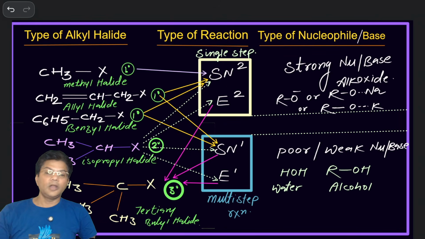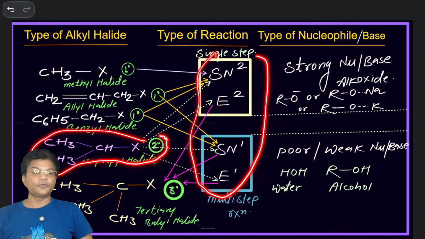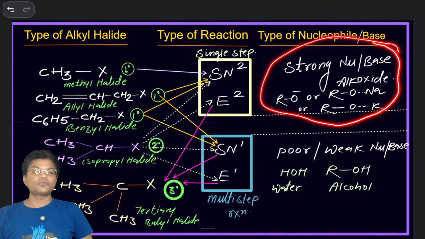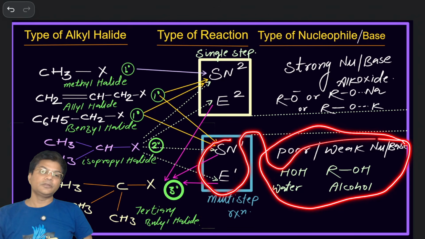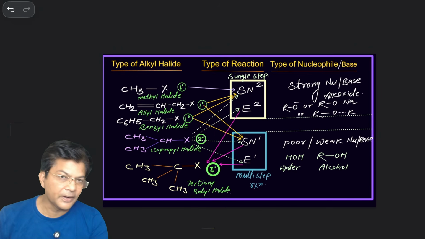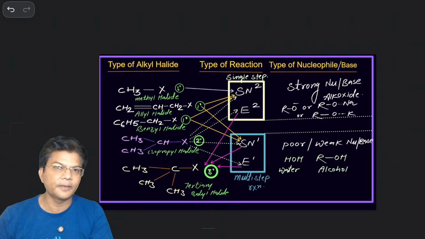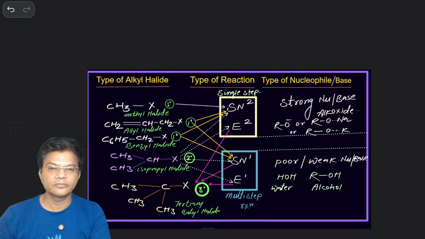Now, if you see this 2-degree alkyl halide, it has equal probability to go through all 4 types of reactions. Which 2 reactions 2-degree alkyl halide will show will depend on the type of nucleophile or base. If it is a strong nucleophile or base, 2 degree will show SN2 and E2. If it is a poor or weak nucleophile, it will show SN1 and E1. I hope the chart is very clear to all of you. This is the best mind map, and it's given in the box of NCERT. That's substitution versus elimination, that is the race, and this is all about it.